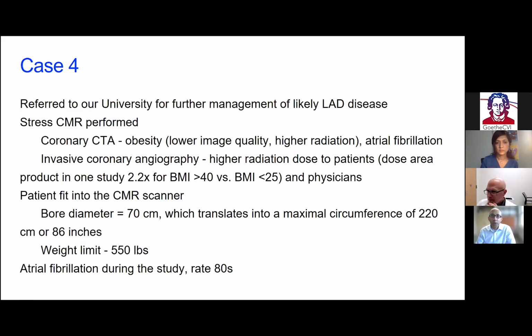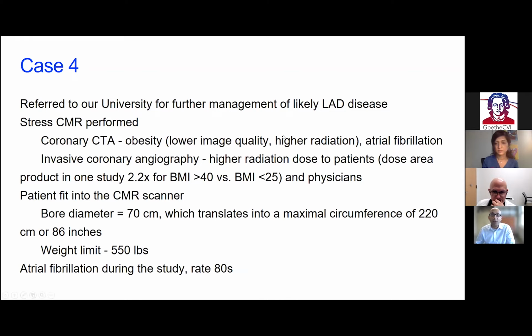Invasive coronary angiogram was considered, but obesity is associated with higher radiation dose to the patients and the physicians. In one paper, the dose was 2.2 times for BMI of more than 40 compared to BMI of less than 25. So we ordered a stress CMR. The patient was able to fit into the CMR scanner. Our bore diameter is 70 centimeters, which translates to a maximal circumference of 86 inches. And the weight limit is typically 550 pounds.